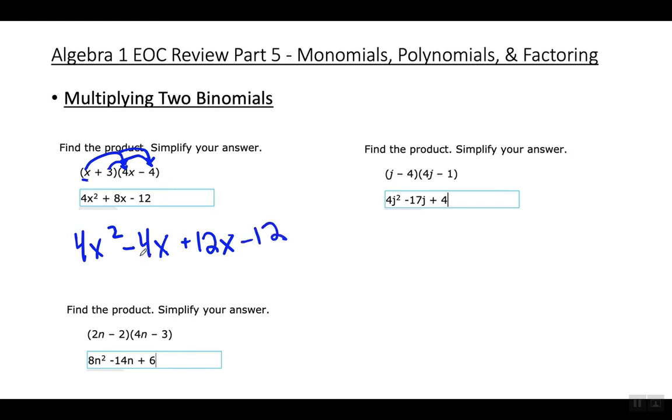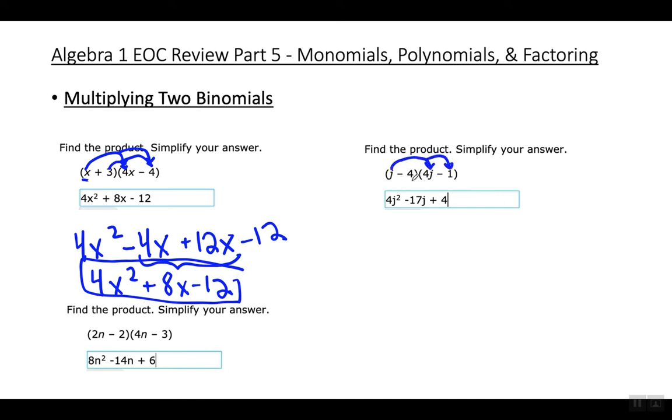Now I combine like terms, which means I'm going to simplify this part right here. Negative 4x plus 12x is positive 8x. So my final answer is 4x squared plus 8x minus 12. That's not difficult at all. Again, you multiply the first term times each of these, and then the second term times each of these, and then finally combine like terms and simplify. I'm not going to spend a lot of time on it. You could do it yourself and practice it.